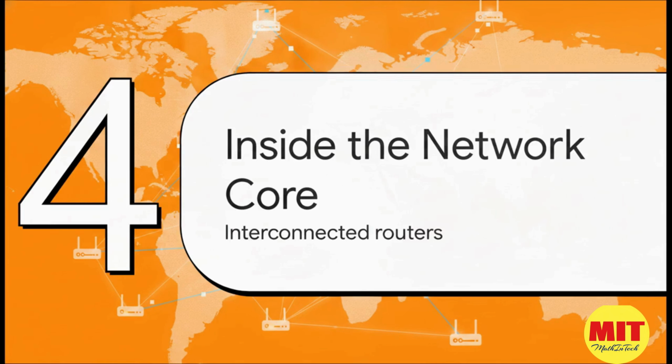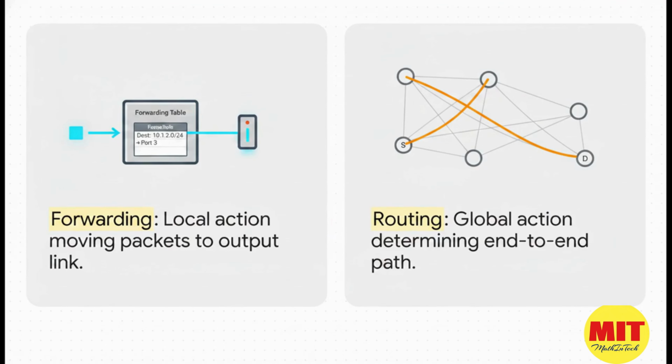All right, let's dive into Section 4, inside the network core. Leaving the physical links and the edge behind, we are now in the core of the network. Listen up, because I guarantee this will be on your exam. You absolutely must know the difference between routing and forwarding. The crucial thing is understanding their scope.